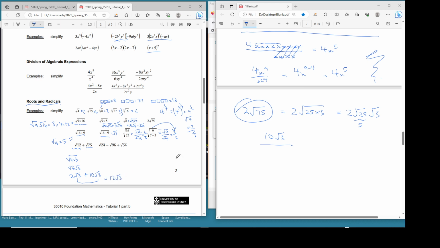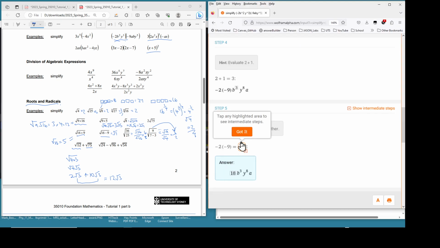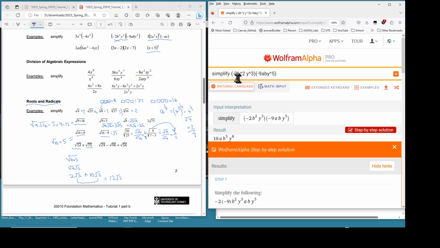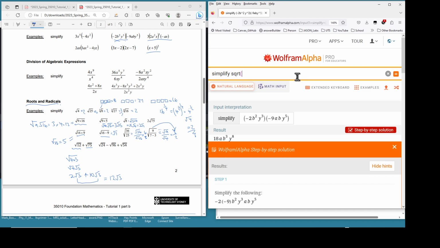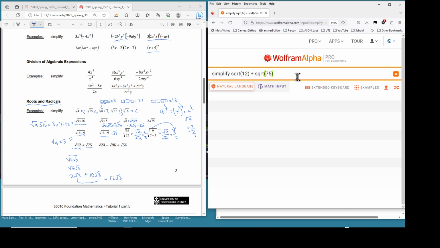But you check it, you put it into Wolfram. Okay, so you can check these things when you're on your own. That's the most important part. Okay, so we can do the square root of 12 plus the square root of 75, and what that'll do is it'll help you understand what you're looking at.